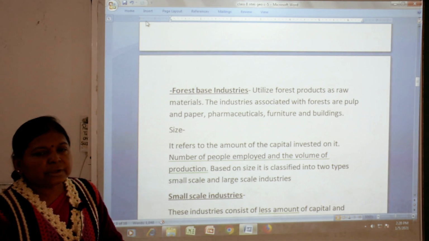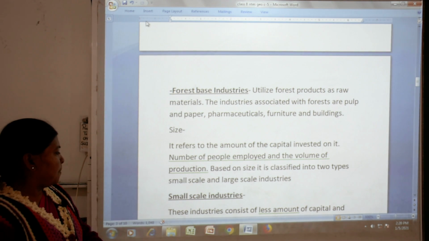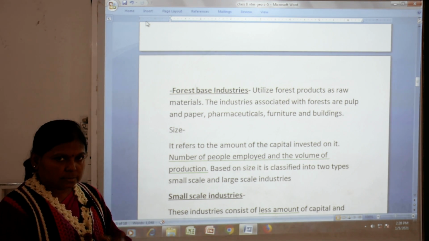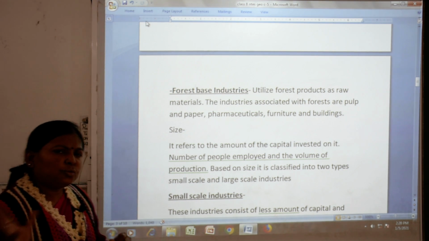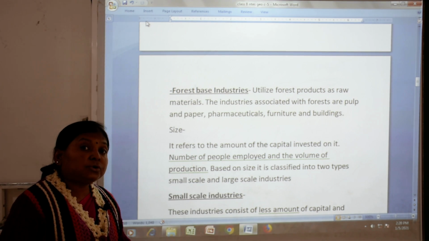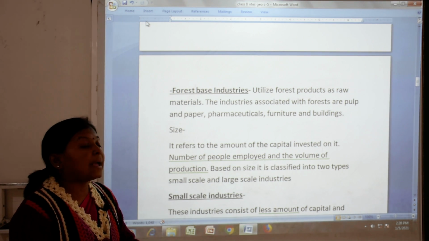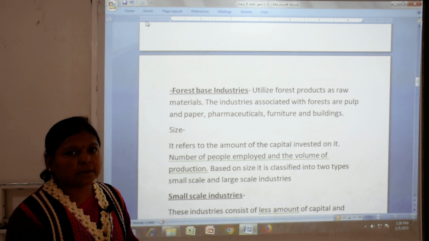All will become. So you have seen how we classified the industries in different forms. Now next we will see how the size of the industries may be seen. There are two types of industries according to the size. It depends upon the amount of capital invested in it. Capital means how much money we invested in it.